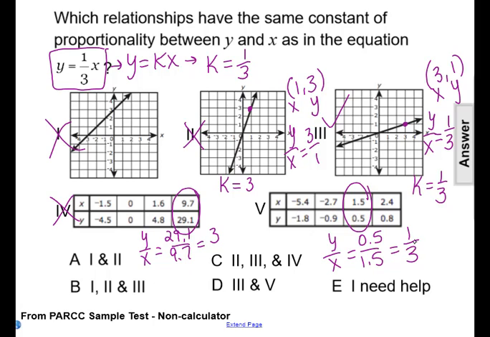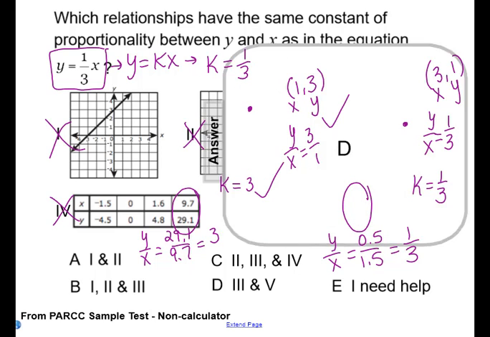So we have a constant of proportionality for the fifth table as 1/3, which is the same as the equation and the same as graph number 3. So graph number 3 and table number 5 have the same constant of proportionality, that 1/3, making our answer choice D.